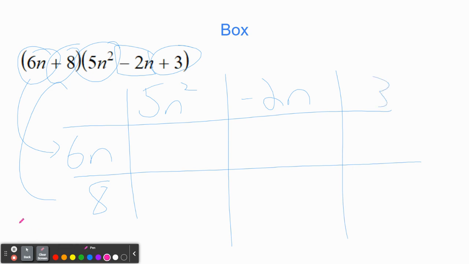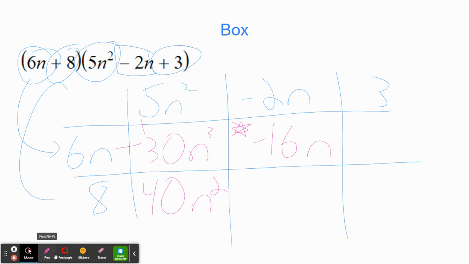All right. So let's string this out. In this box, we've got 5 times 6 times n times n times n. Okay, so this one and this one make 30n cubed. Let's go to the bottom. 5 times 8 is 40, and then n squared. Negative 2 times 8 in this box here. Negative 2 times 8 is negative 16n. Negative 2. Oh, I did that wrong. I'm so sorry. Oh my gosh. Gotta be careful with the box. You gotta know what you're looking at.